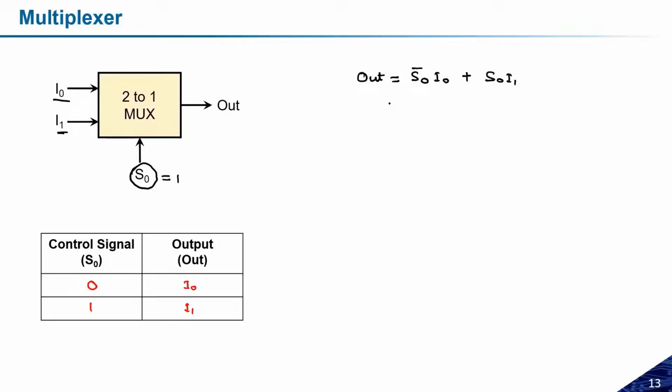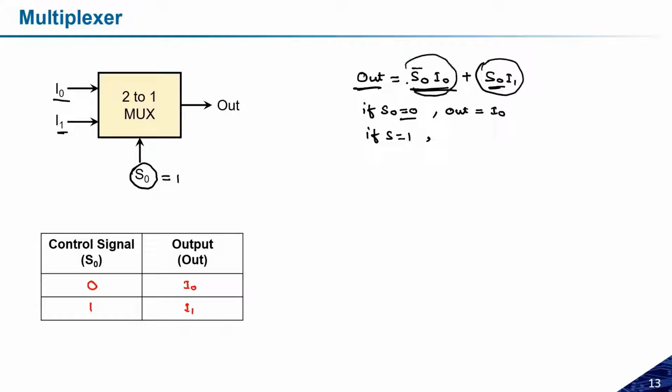Based on the state, let us see: if S is equal to 0, what will happen? This term, S0 I1, will become 0. And this term will become 1, because S0 complement will become 1. So I0 will be the output, because S0 I1 becomes 0, and at the output you get I0. And if S is equal to 1, the first term will become 0, because S0 complement will become 0. And the second term will give you the output equal to I1. So this is how it works.